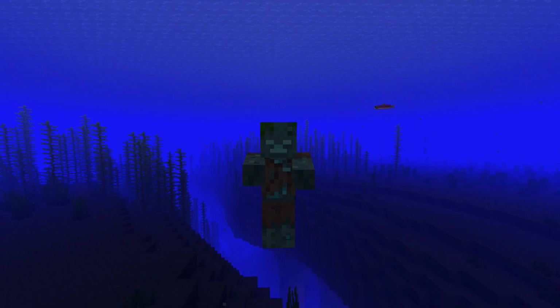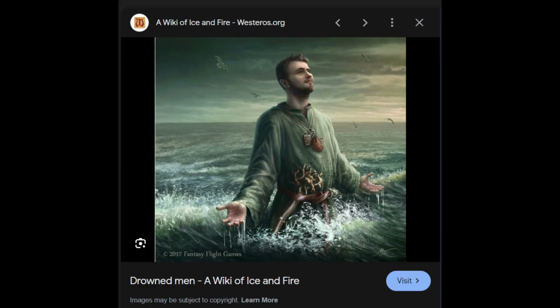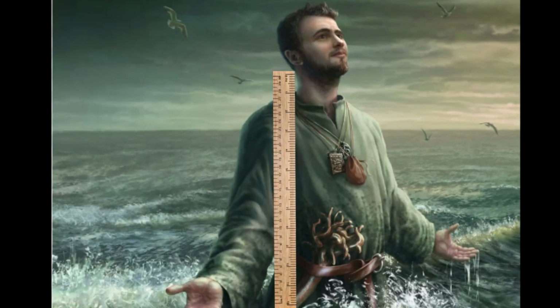The Drowned almost made it out into the positive, with a score of negative 1, with the image being the Drowned Men from the Fire and Ice wiki. Now I don't know anything about Ice and Fire, but in this image, this man's head is very much above the water. Alright, we're out of the negatives.